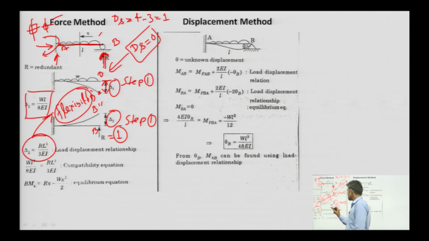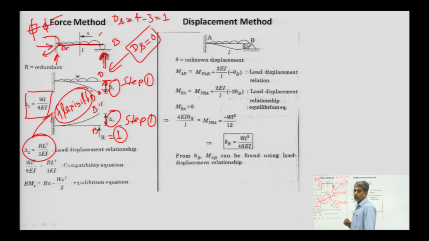Here R is replaced by 1, so it is L cube by 3 I. When it is L cube by 3 I, then it is the flexibility coefficient. Apply the unit load at the point where the restraint has been removed and find out the deflection.